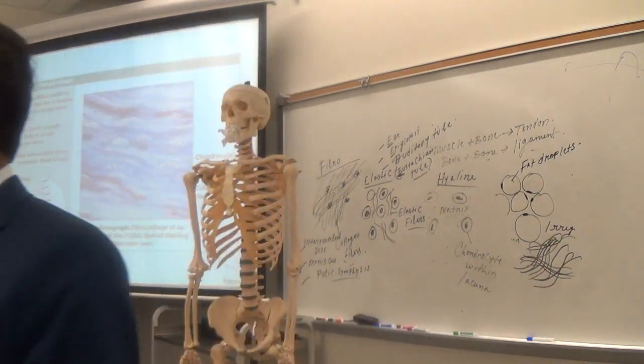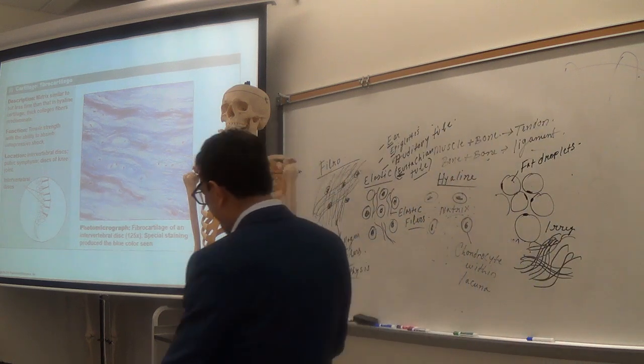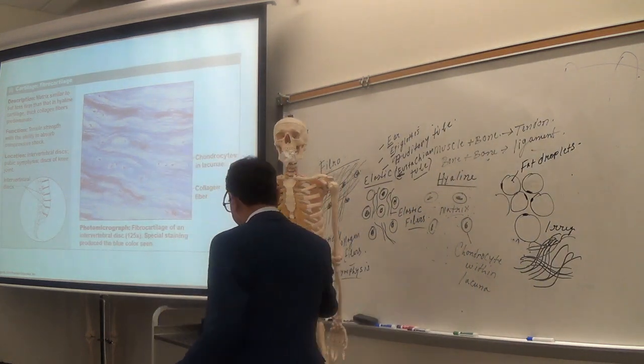It happens a lot, right? It's a breaking of the meniscus. So those are the structures formed by fibrocartilages. Okay, so you have learned three types of cartilages. Very good.